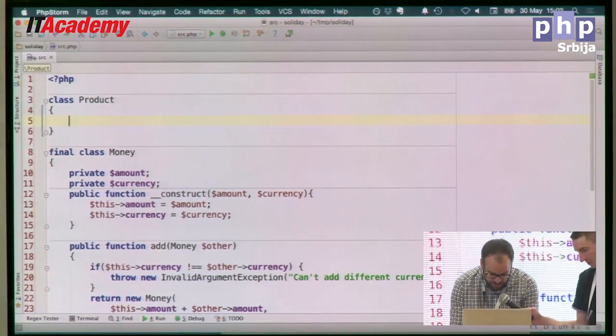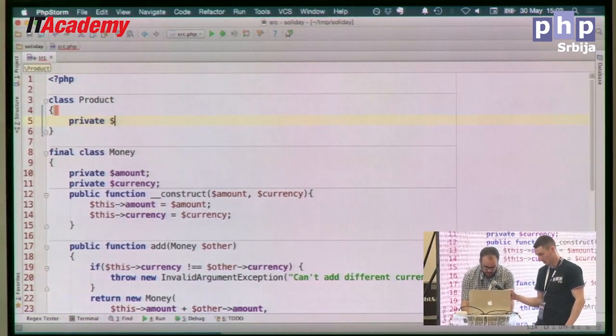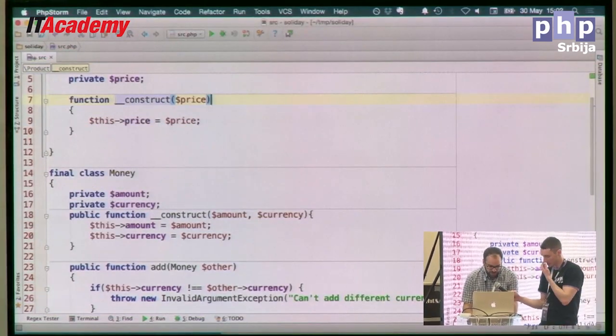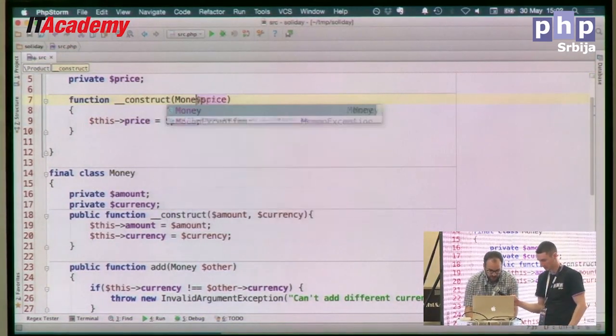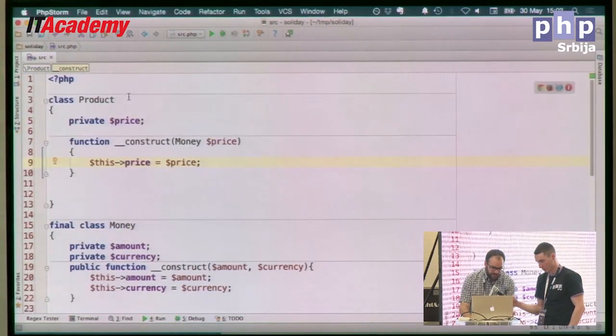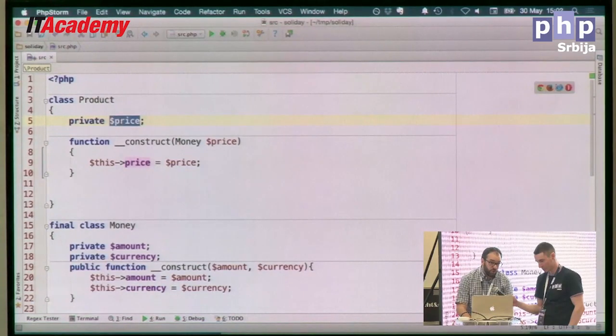Okay, so let's say we have a private property here that is price, and we have a constructor that takes the price for a product, which is a money object. We could do it like this, and now this price object contains the whole money value object.